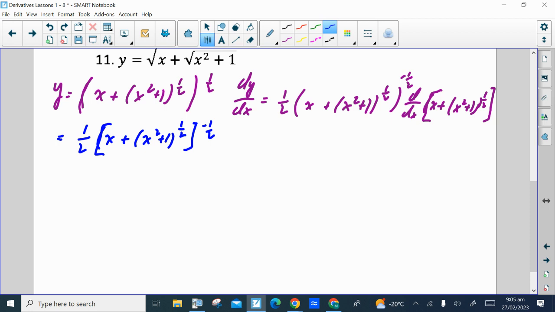So that's just that first factor written out again. And now we're going to multiply that by the derivative of what's inside the square brackets. So we're going to differentiate that. The first term will just be the derivative of x, which is 1, plus, when we differentiate that second term, we have to use the chain rule again.